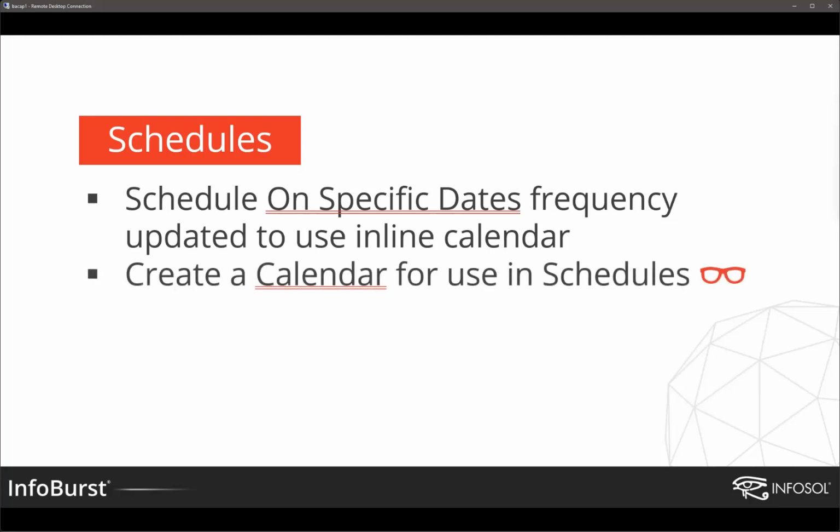The major addition for scheduling in 2022.2 is the use of the new calendar object. So if you are a business objects user, you're probably familiar with custom calendars, right? So an administrator will go and define a calendar based on your organization's business dates, business holidays, that sort of thing. And then when you create a schedule, instead of having to select those dates manually, you can just select that predefined calendar. We've added the same functionality in InfoBurst. So let's take a look at that.